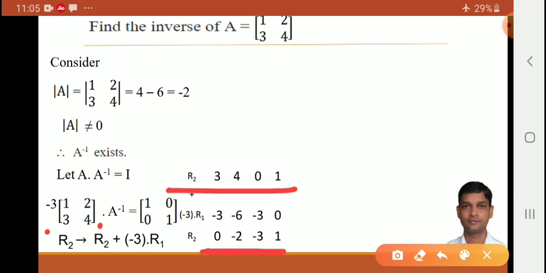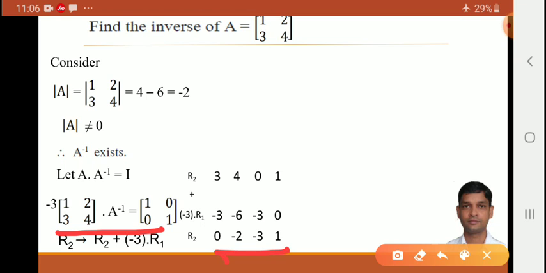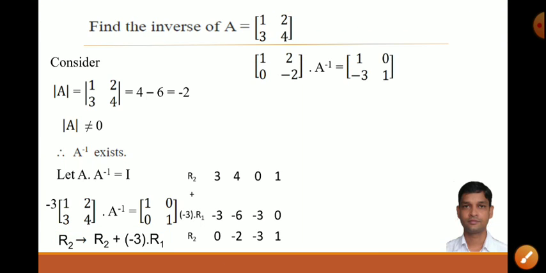See, whatever transformations you are going to apply here, that will reflect here also. That's why we have taken all the elements of R2 from the left side and also from the right side. Now replace this R2 by this new R2. So write this matrix as 1 2 0, -2 and 1 0. In the second row it is -3 1.